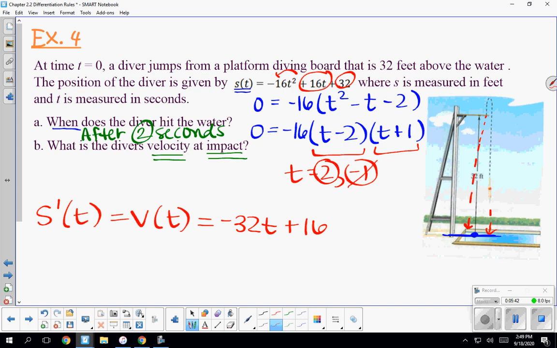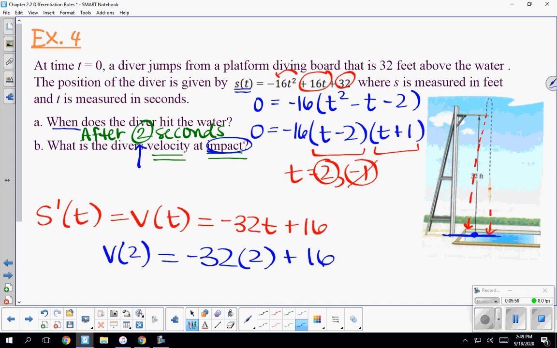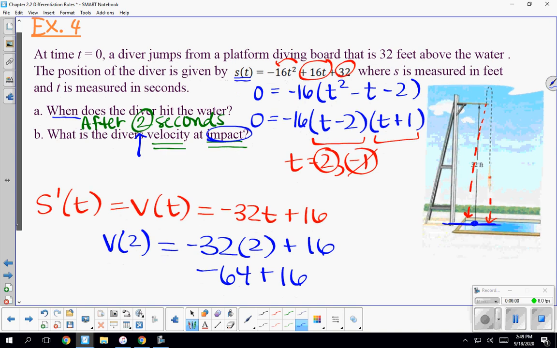So this will give me the velocity at any point, and they want to know specifically when he hits the water. So that specifically happens when t equals 2. So I need to find the velocity when time is 2. And I'm just going to plug this in. I'll get negative 64 plus 16, or negative 48.